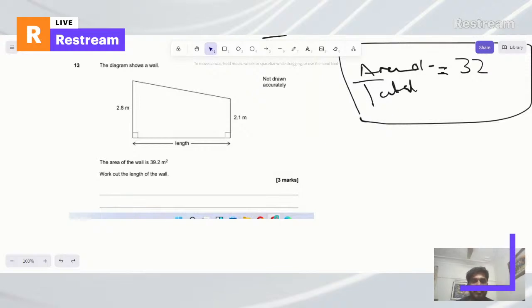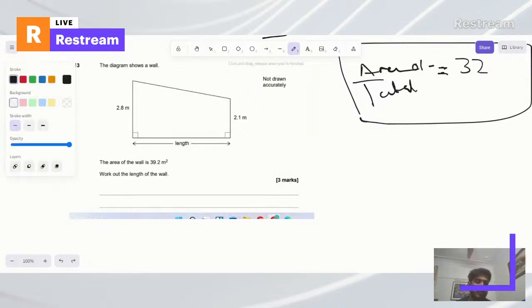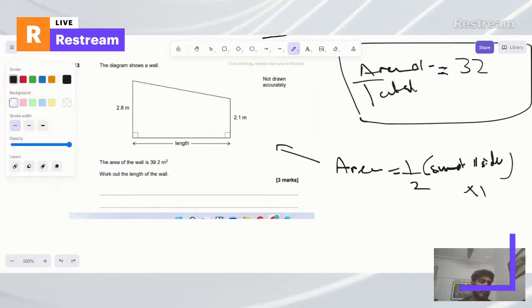Now let me just revise the formula for the area of a trapezium. For a trapezium, it's 1 over 2 times the sum of parallel sides, multiplied by the height, right? We do not currently have this length, and you need to figure out what this length is and how we are going to find its value. I hope this is very clear to all of you.